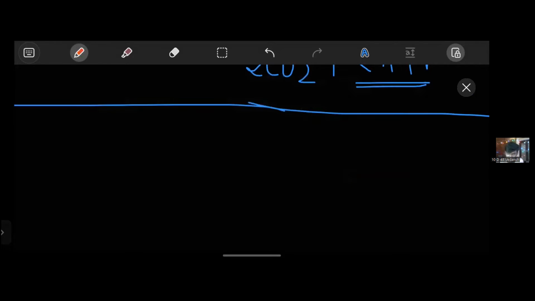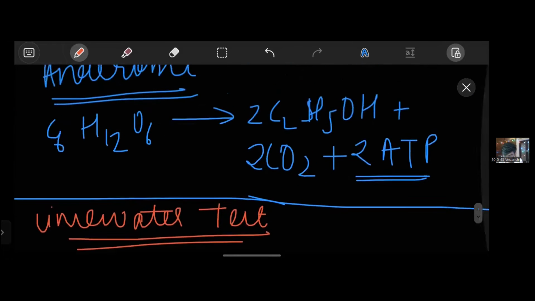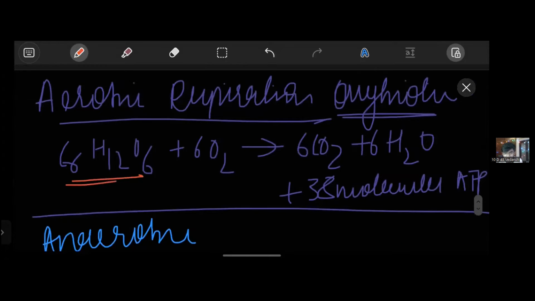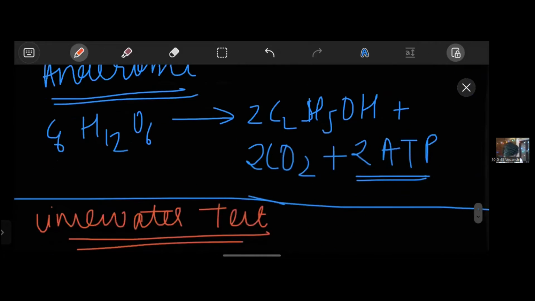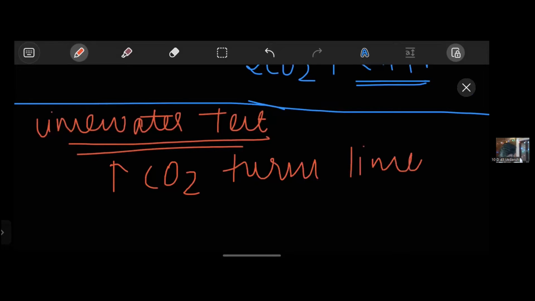Let me choose a color. So see, the first thing you can do is a lime water test. What this basically is, when aerobic respiration is happening in the plant, glucose is broken down into 6 carbon dioxide, right? So this carbon dioxide turns lime water milky.